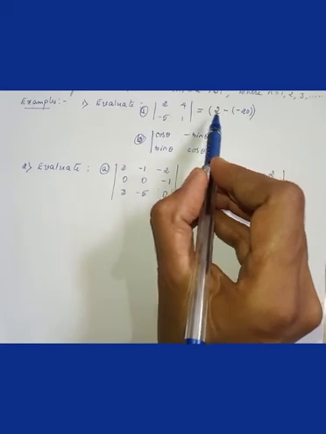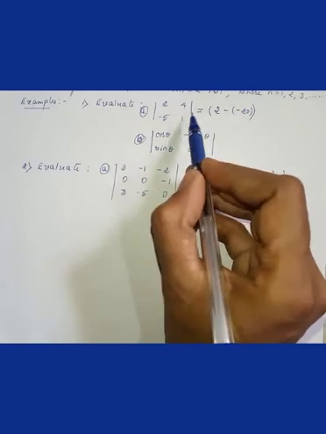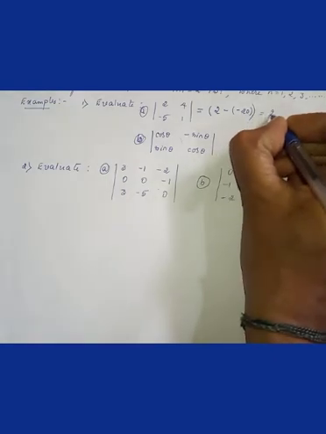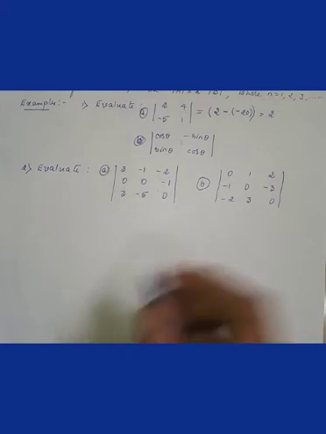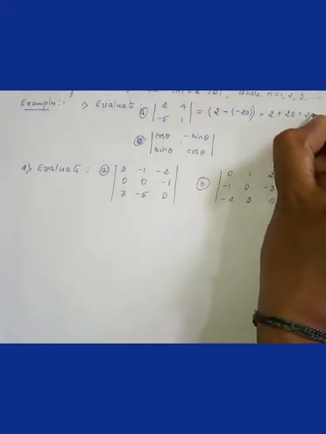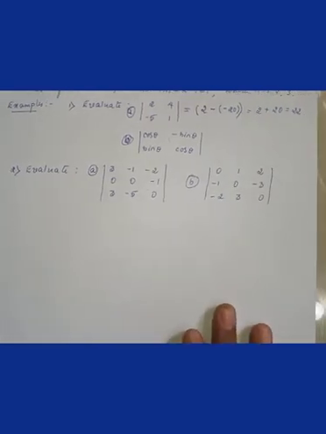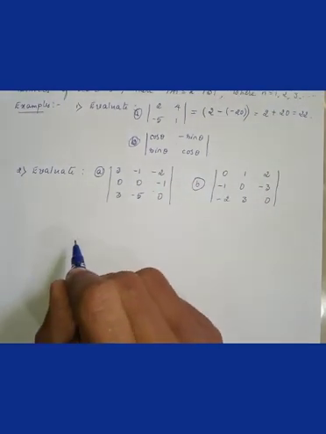Multiply the diagonal elements minus multiply the non-diagonal elements. So this is equal to 2, and what is minus into minus? Minus into minus is plus. So this is plus 20. Therefore this is equal to 22 here. Okay. Now this one.